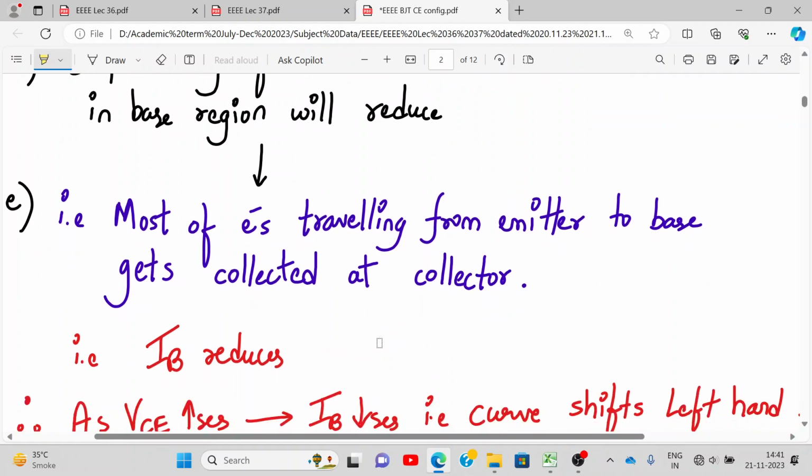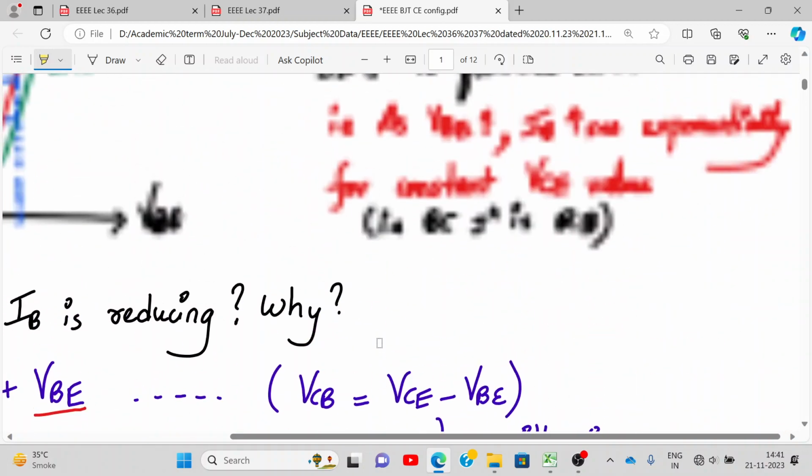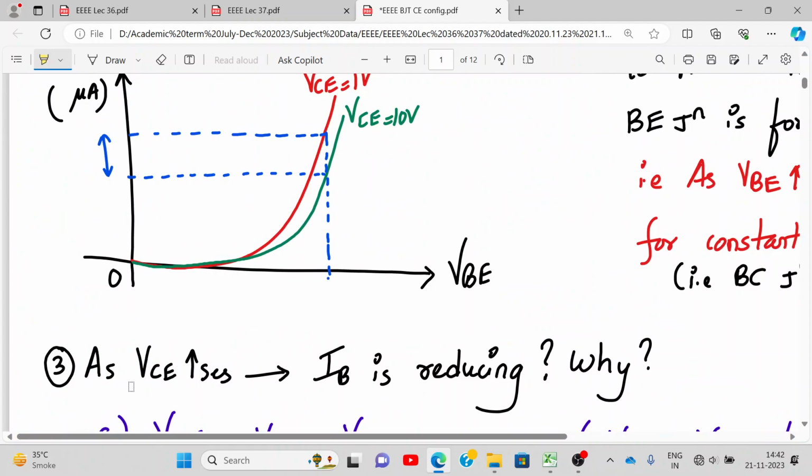So what is the result? IB reduces. Again, see, less number of electrons are getting recombined, which means IB will reduce. Definitely, right? So that's the reason why if we increase the value of VC, your IB will reduce. Understood this? I've written everything in words, so you need not worry about this. It will go in what I am explaining right now. Understood the justification? Okay.